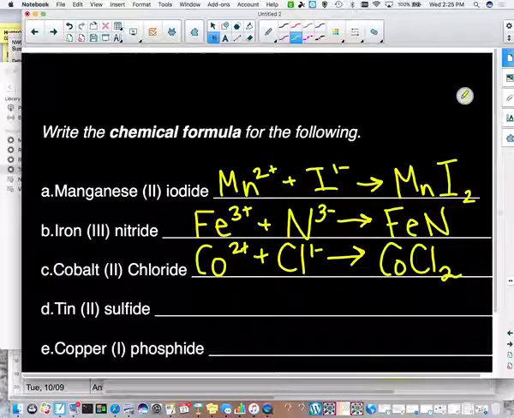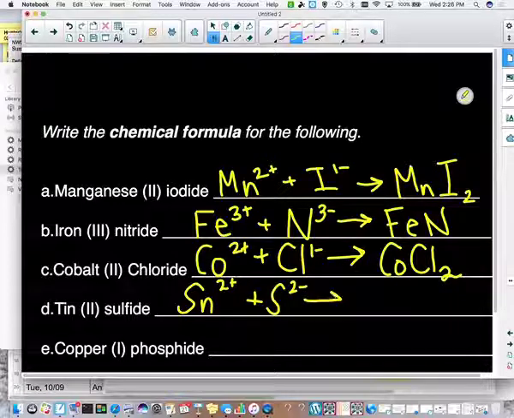Alright, letter D, tin. Tin is Sn. Roman numeral 2 tells us it has a +2 charge. Don't confuse the Roman numeral with the number of that atom. That happens every year. The Roman numeral tells us the charge, not how many there are. Okay, so Sn, sulfur is S with a -2 charge. Charges are already balanced.